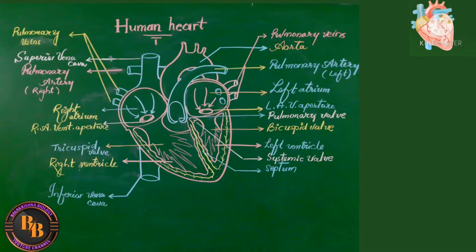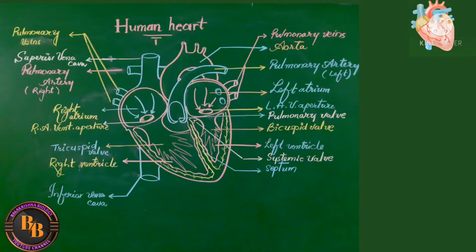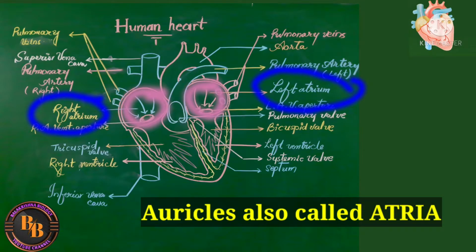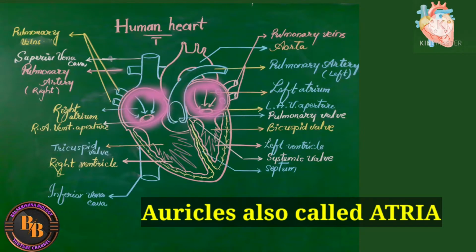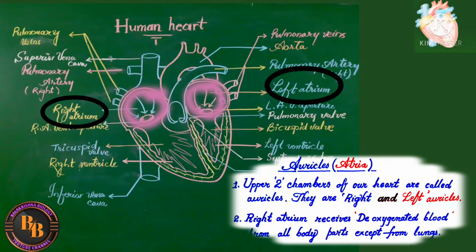Now let us know about the first, four chambers of our heart. You can see that in the diagram also. First, the two upper chambers are called auricles. They are also called atria. Atria is plural, atrium is singular. The two upper chambers of our heart are the right auricle and left auricle, or the right atrium and left atrium. You can see these two in the video.